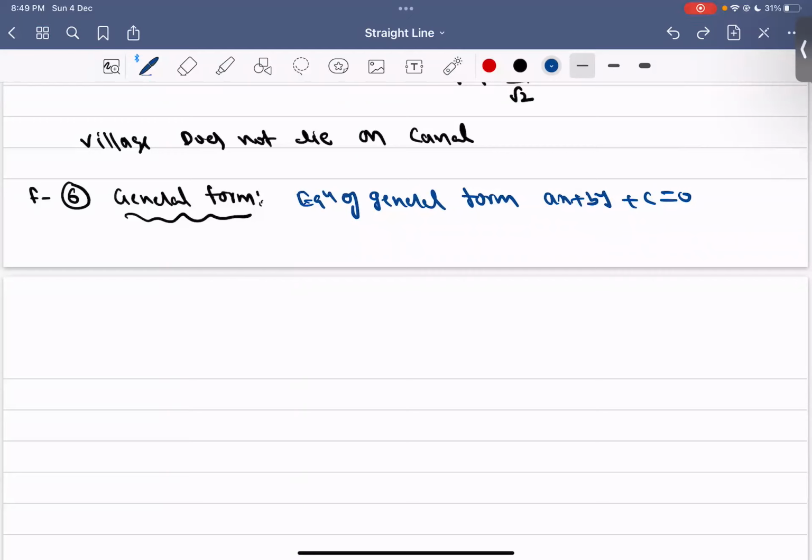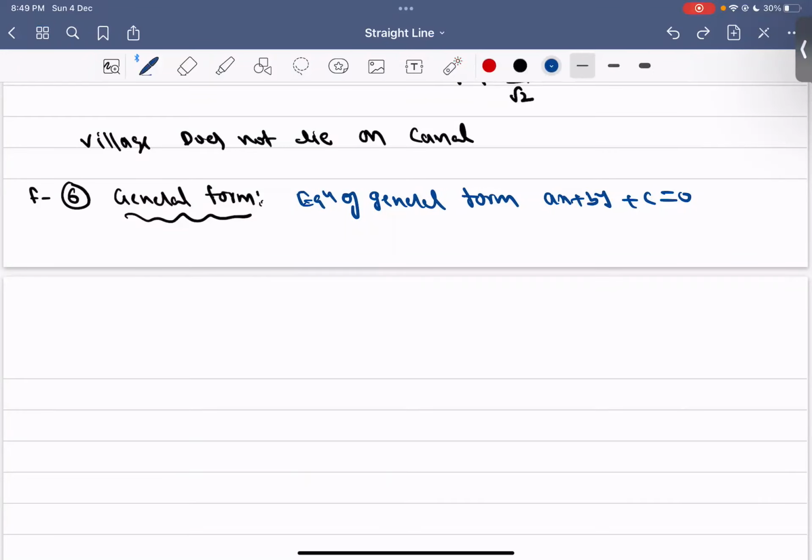So why is this general form needed? Because every equation of the straight line can be put in this general form, and this form can be converted into all the forms. Any form can be put in the general form, and we can convert the general form into any other form.